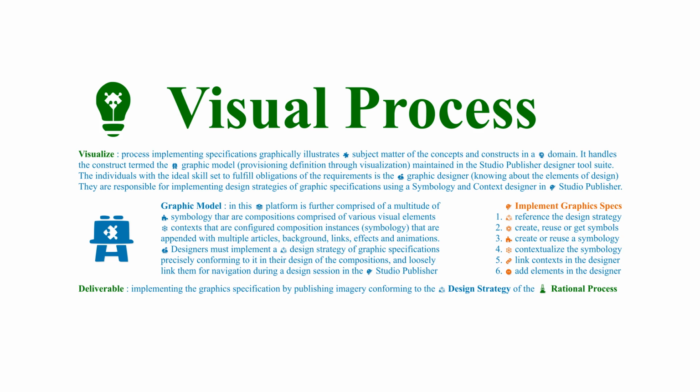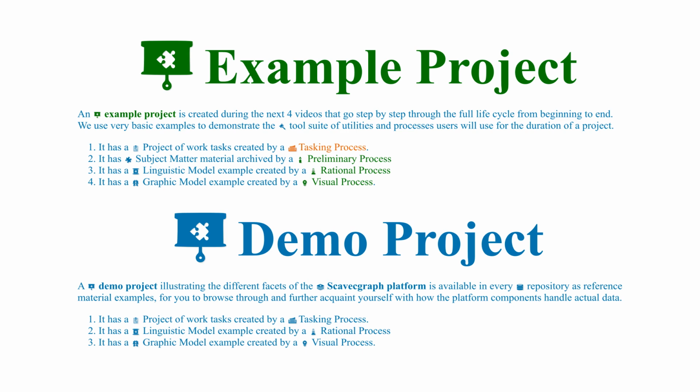The visual process deliverable is implementing the graphics specification by publishing imagery conforming to the design strategy of the rational process. An example project is created during the next 4 videos that go step by step through the full life cycle from beginning to end.